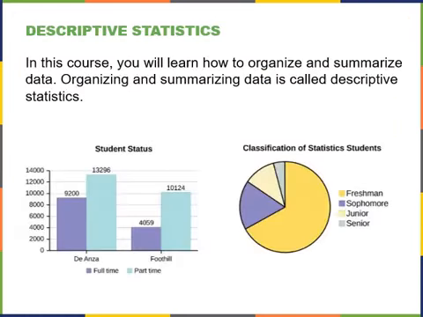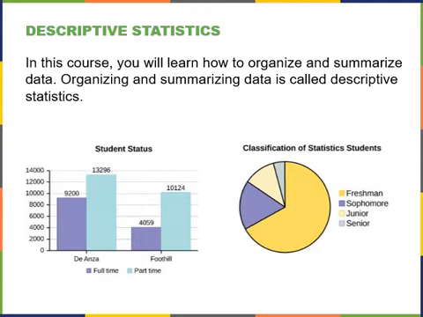Descriptive statistics is where you will learn how to organize and summarize data. So organizing and summarizing data is called descriptive statistics. And what you can see here with these graphics are two different graphics representing how descriptive statistics works. So for example, without descriptive statistics, all we would have would be like a big spreadsheet full of data, full of numbers that maybe wouldn't make sense at a glance. Descriptive statistics allow us to take that information and make it readable for most people.